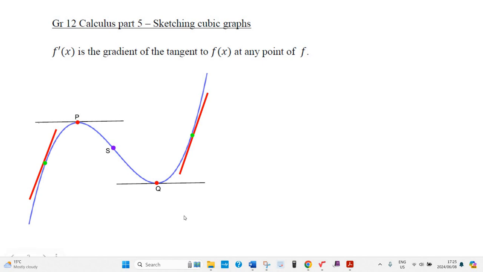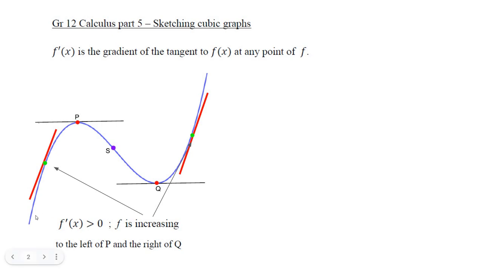Well, one of the things we have to know is, where is this thing increasing? And you can see, as I'm moving from left to right, it's getting bigger and bigger and bigger until it gets to here. And if I took a line and pushed it against it, it would have a positive gradient. We say it's increasing to the left of P. All the way here, it's increasing. And then it's not increasing here. You probably know the word for it. But it's increasing to the right of Q.